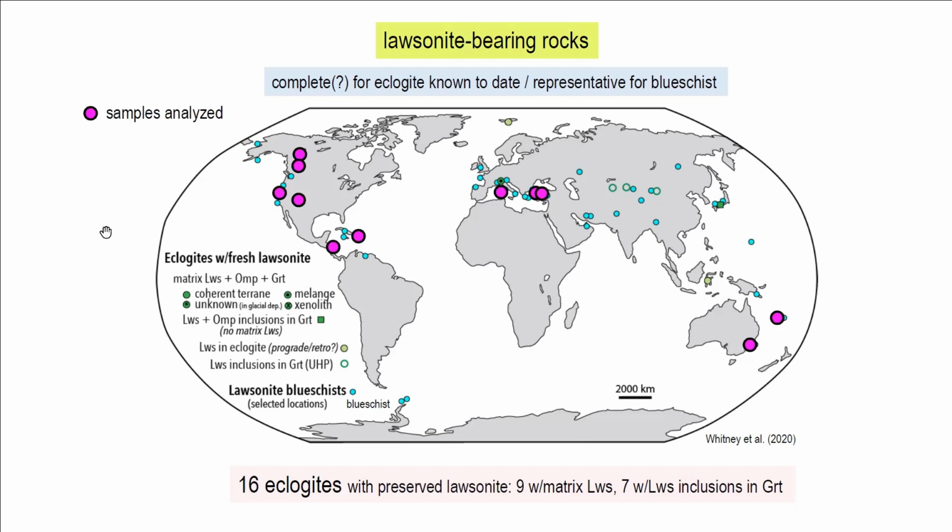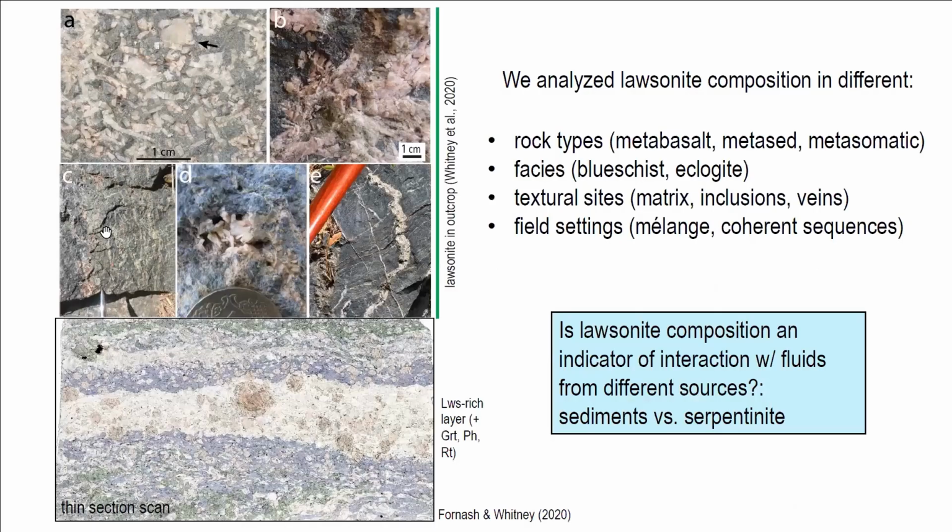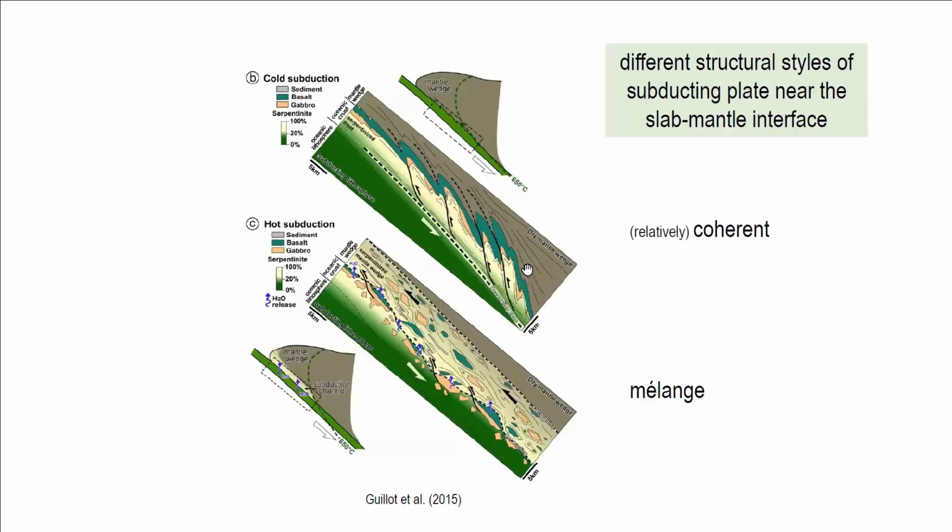And so we've analyzed these here. I'll be showing you results from these, in some cases supplemented with literature data from other samples that we don't have in our collection. Okay, so we've analyzed the different rock types, different facies, the different textural sites, and also different field settings, melange versus more structurally coherent sequences. And as I said, we're trying to get at this question of, well, what does the lawsonite composition mean? And what can it tell us about subduction fluids?